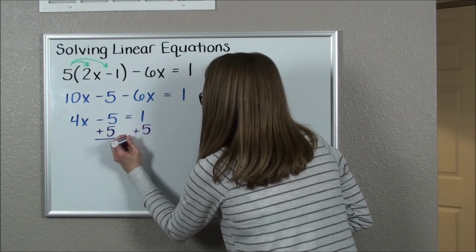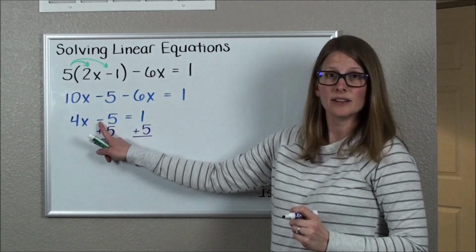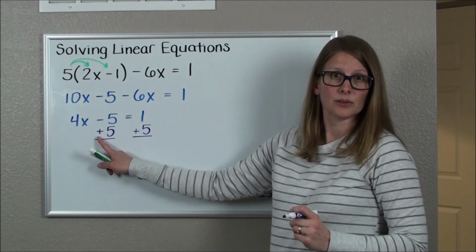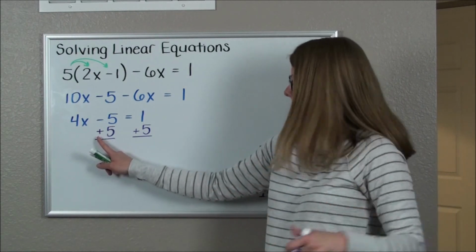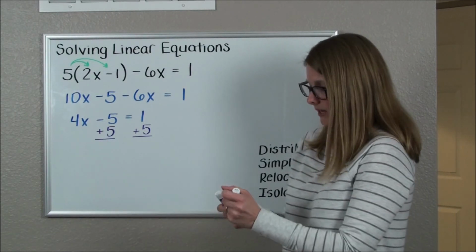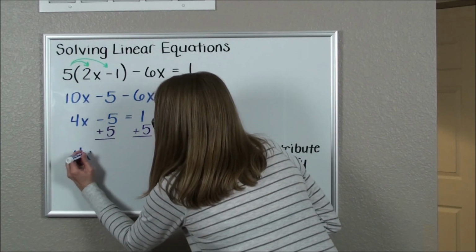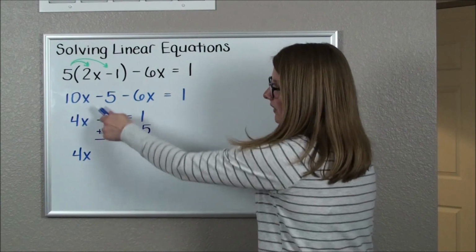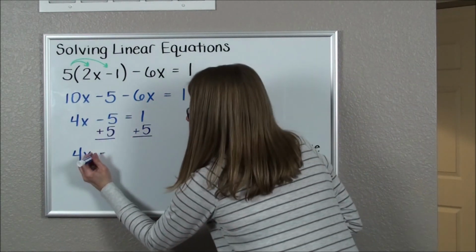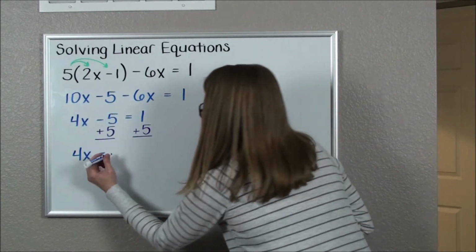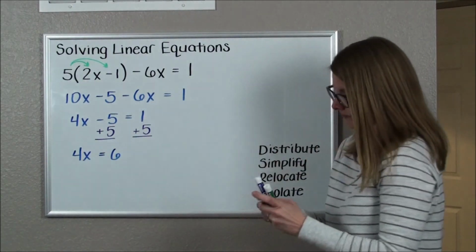And again, whatever his sign is, in this case it was a negative sign, I'm going to use the opposite. So when I relocate, I either add or subtract. I'm going to use the opposite sign to relocate him. So now I've got 4x on the left, and then negative 5 plus 5 cancels away. This is now equal to 1 plus 5, which is 6.